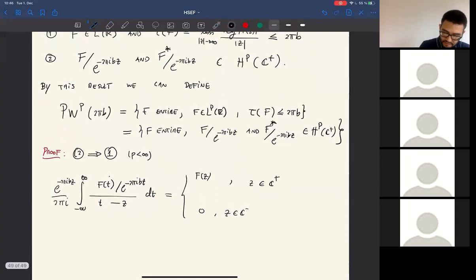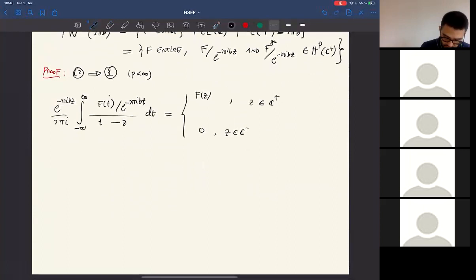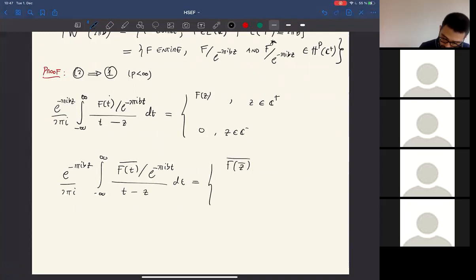Okay. So if you do that representation, we get what? We will get e^(-2 pi i b z) divided by 2 pi i, the integral from minus infinity to infinity. And now it is with F star, so I should have a bar here. This was the same, so it's just 1 over t minus z, dt. That should be F star, which is F(z) with z bar in the upper half plane, and 0 in the lower half. Okay.